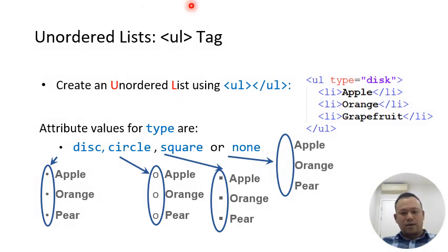We also have another list, the UL tag. The UL tag in HTML is used to create an unordered list where items are listed in no particular order, typically using bullet points. Here is the structure and some key attributes. We have UL, and we have LI like this.